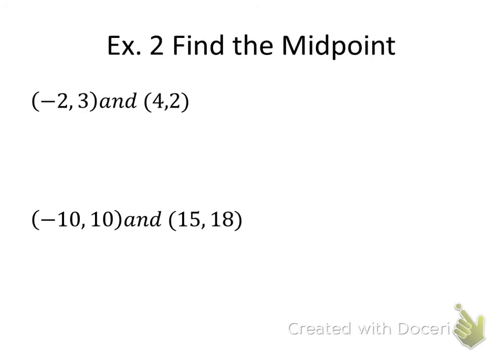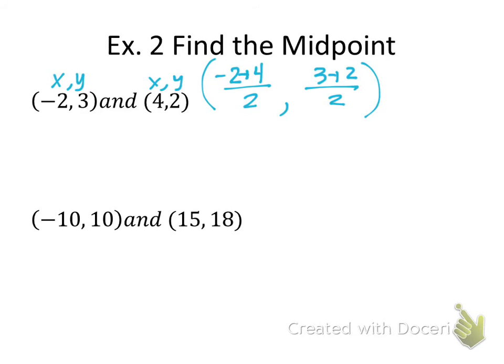All right, so they want me to find the midpoint. Again, it does not matter what order the x's and the y's are in, as long as the x's are being added together and the y's are being added together. So I have x comma y, and I'm going to plug it into my formula. Negative 2 plus 4 divided by 2. And then I have 3 plus 2 divided by 2. Okay, and I just simplify. Negative 2 plus 4 is 2 over 2. 3 plus 2 is 5 over 2. Okay, 2 over 2 is 1. 5 over 2 is 2.5.